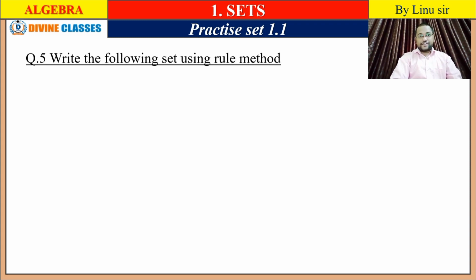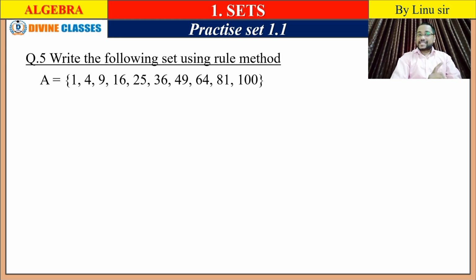Question number 5. Write the following set using rule method. So we know in rule method we have to define it, right? So first question is set A is equal to {1, 4, 9, 16, 25, 36, 49, 64, 81, 100}.